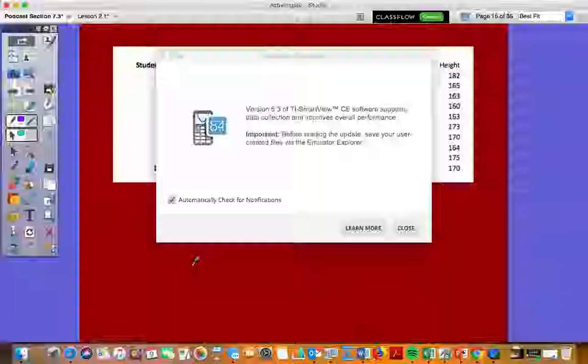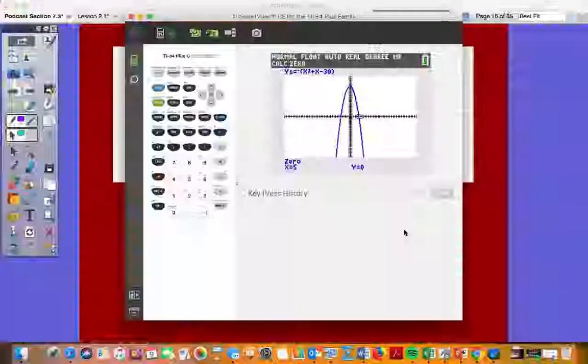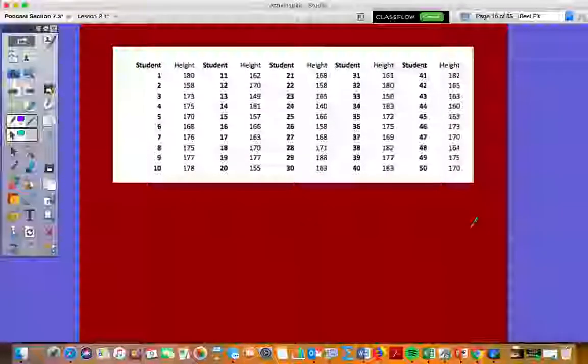Random integer, and when you go to random integer, yours will be parentheses, the lower number, which would be 1, right? Comma upper, which would be 50, and then how many you're choosing, or your n, which in this case we're choosing 5.